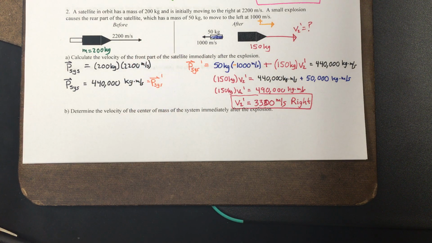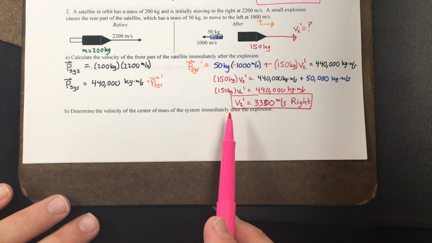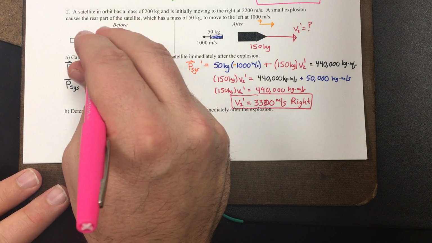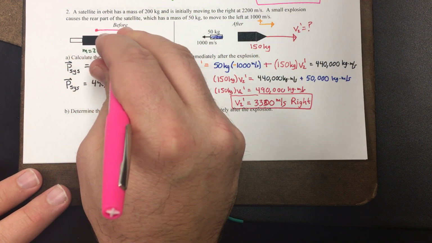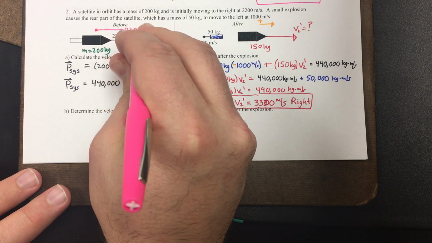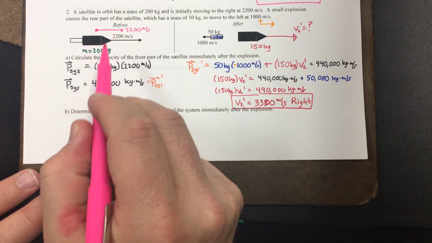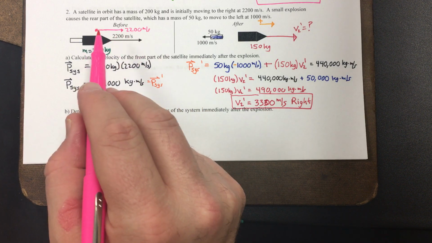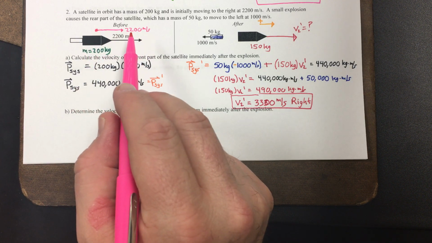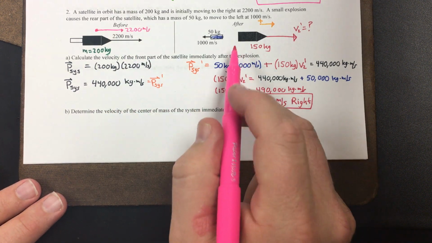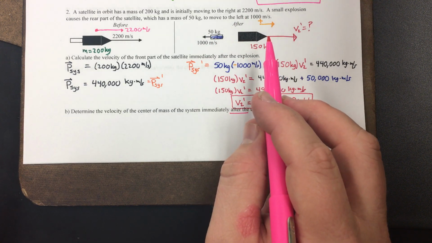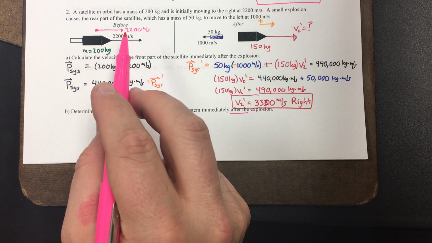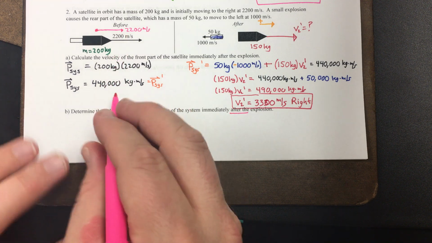All right, part B, determine the velocity of the center of mass of the system immediately after the explosion. Well, beforehand, if I just draw a dot for the center of mass right there, that dot must have been moving at 2,200 meters per second. Because everything in the system is moving at the same velocity, the center of the system must be moving at the same velocity. So after the explosion, well, I have no way of using all this information to figure out how fast the center of mass is moving, but I do know that the center of mass moves at a constant speed since momentum is conserved.